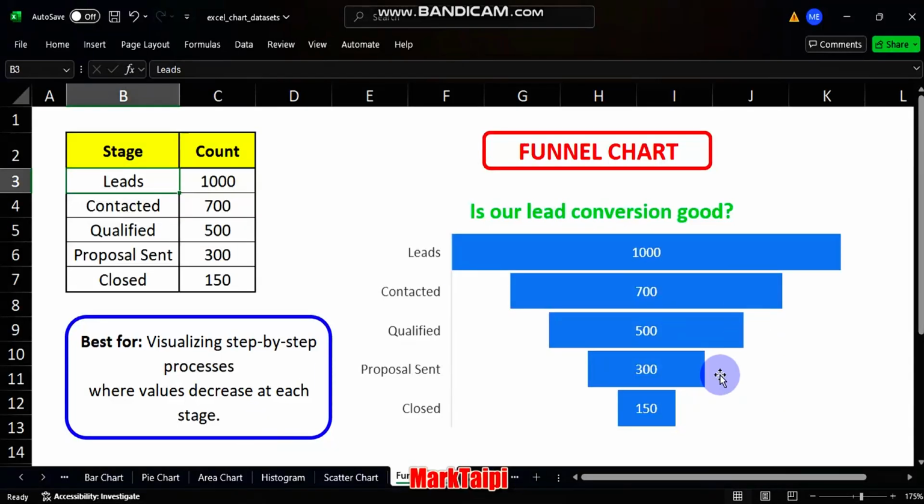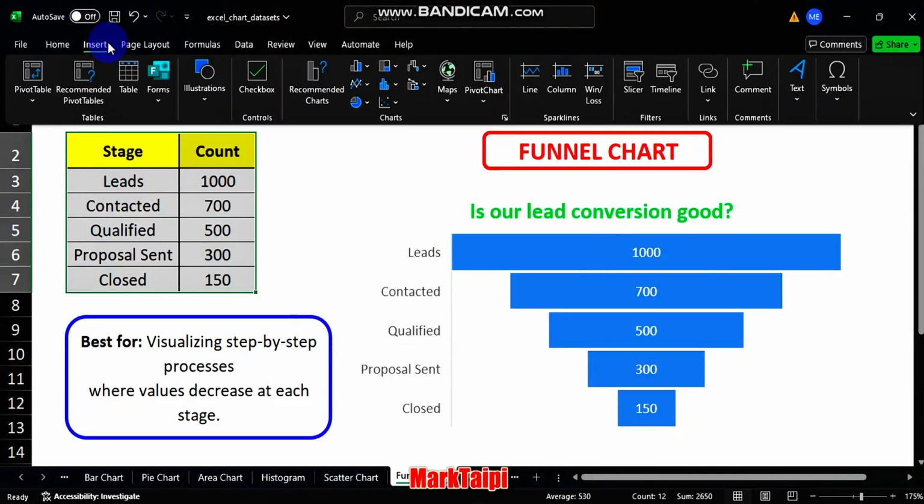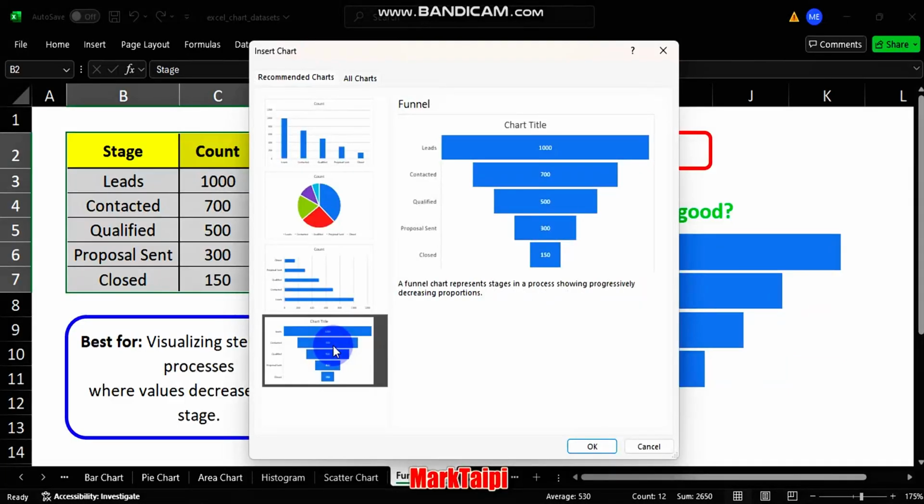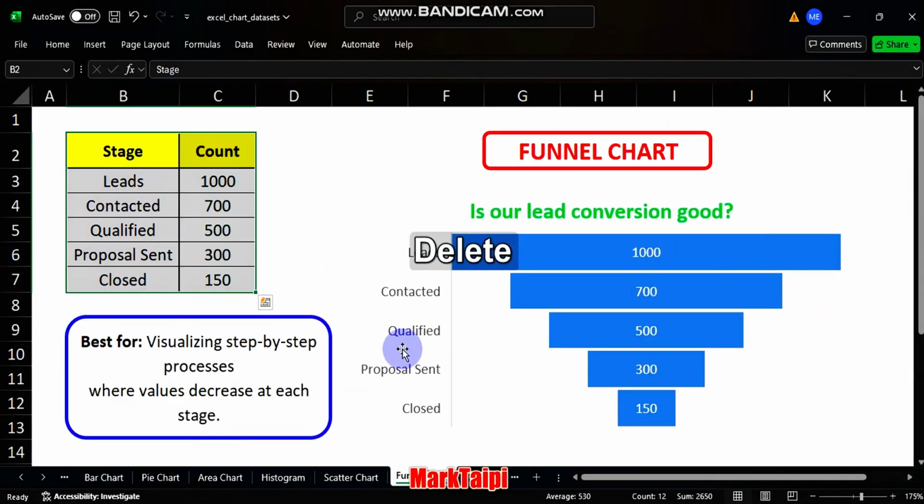So to obtain this funnel chart for this kind of data, select the data, go to the Insert tab, Recommended Charts, and the funnel chart is there. Okay, so that's how I obtained it, and I changed the title to "Is Our Lead Conversion Good?"